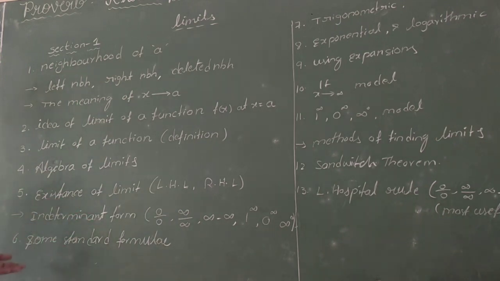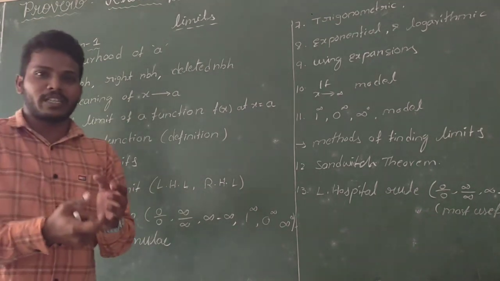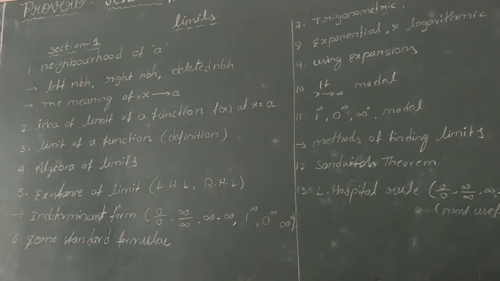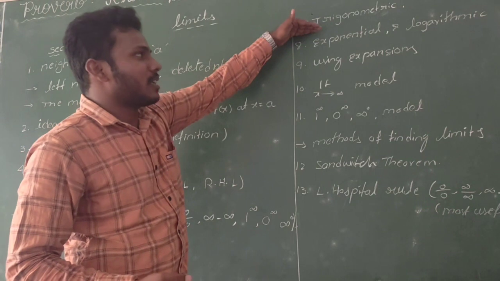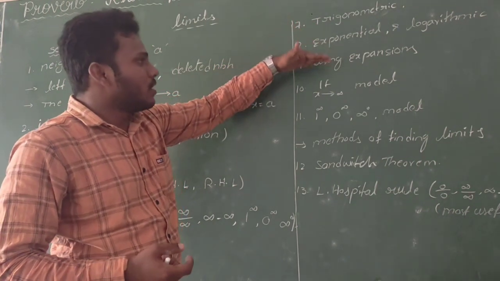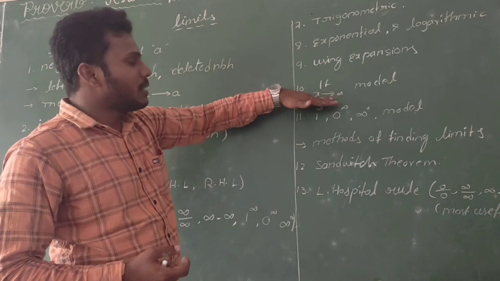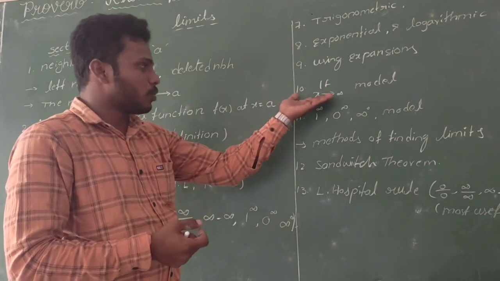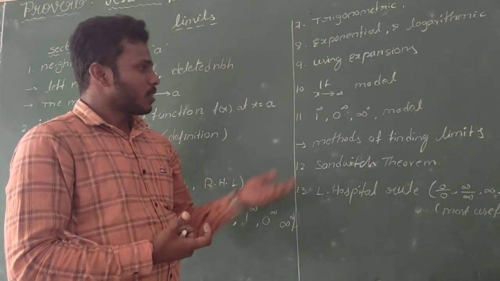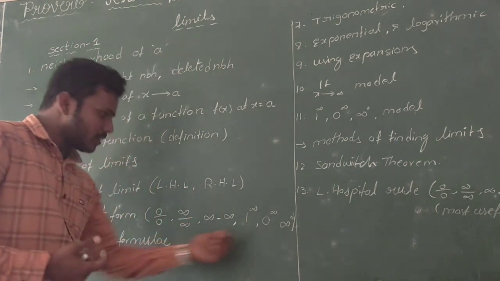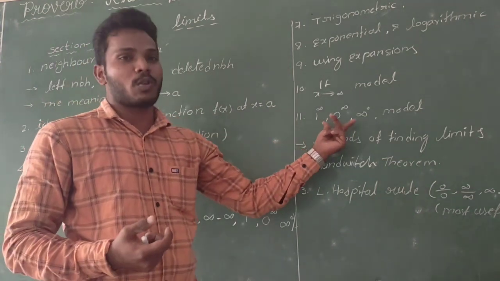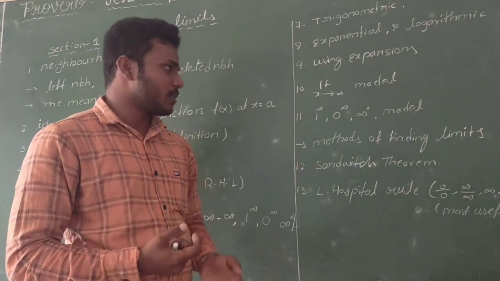So let's see here now. Some standard formulas. When you apply the direct value for the limit, if you get any one of these 6 forms, then you have to follow standard formulas, using trigonometric, exponential and logarithmic functions, and expansions. Then limit x tends to infinity model questions, and how to solve these questions by using logic. Then 1 power infinity, 0 power infinity, infinity power 0: how to handle these type of questions. That is point number 11.